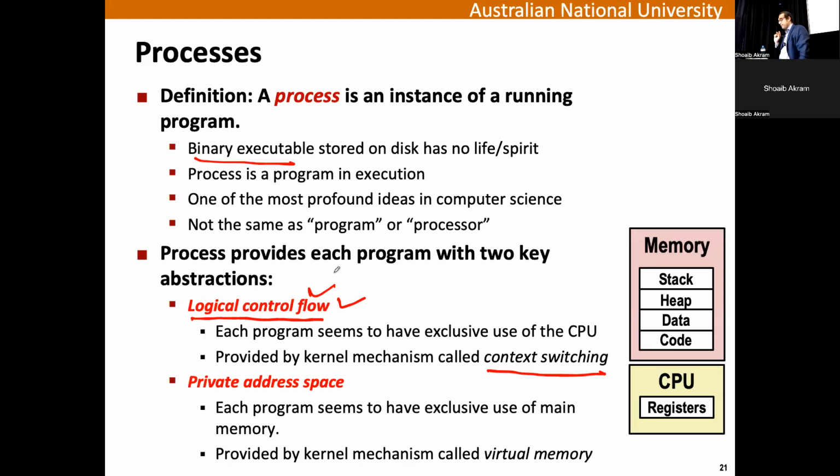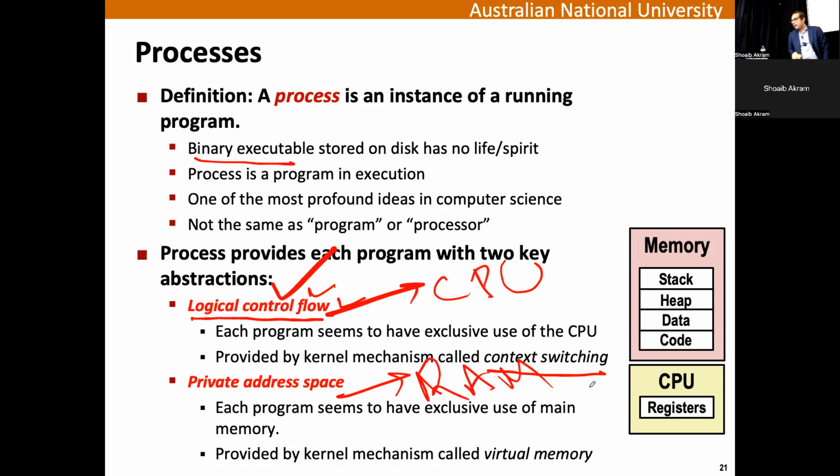All right, sorry. So a process provides each program with two key abstractions. One of them is the logical control flow, which is related to the CPU. And the second one is the private address space, and that is related to RAM. A private address space is really important. We only have one physical memory, and somehow we have to give the program the illusion that you have the entire address space to yourself.